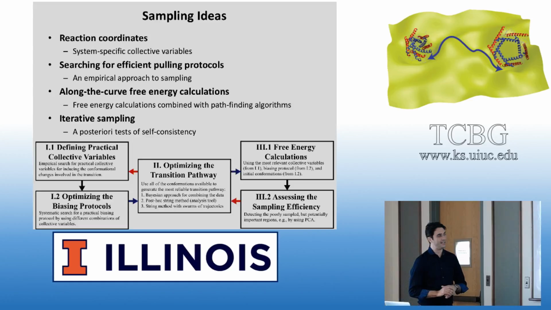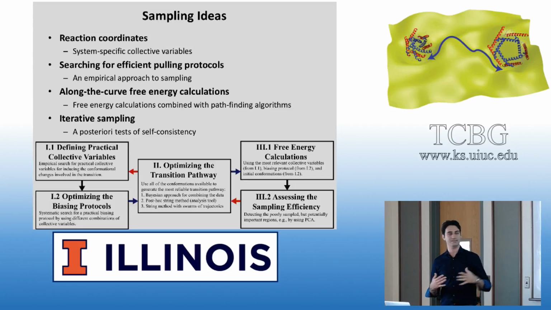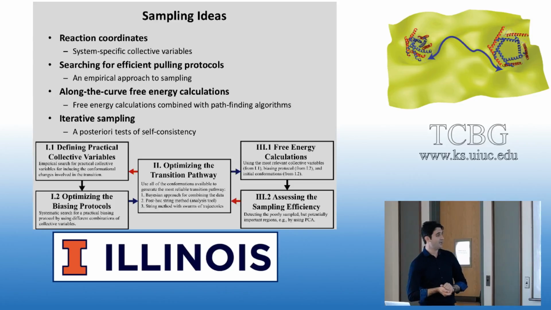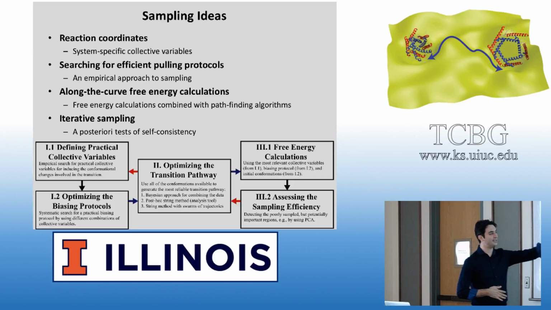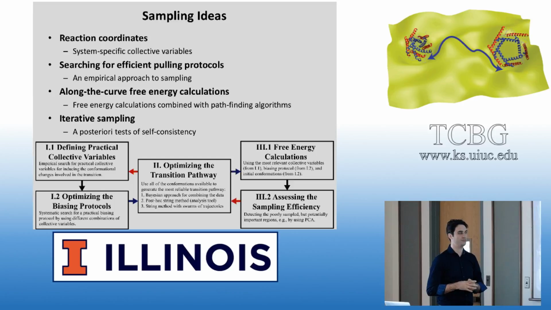Okay, so I'm kind of going over these ideas that I have here in different forms, in different formats, and then talk more specifically about specific problems in the second session. So this is one graph that summarizes the workflow. You start with defining practical collective variables, and the VMD GUI for collective variables would be the best option for this.